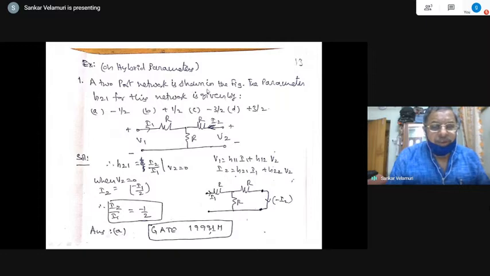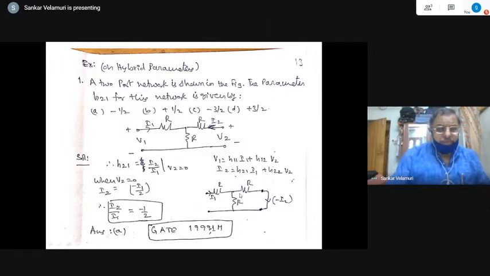Okay, a two-port network is shown in the figure. The parameter H21 for this network is given by minus half, plus half, minus 3 by 2, plus 3 by 2. So given this is I1, V1, V2, I2, same notation that is being given, and all are equal resistances. Anyway, V1 is equal to H11 into I1 plus H12 into V2, and I2 equal to H21 into I1 plus H22 into V2.